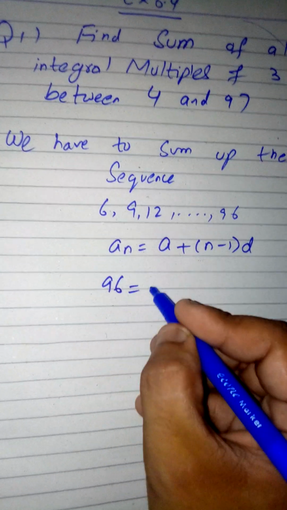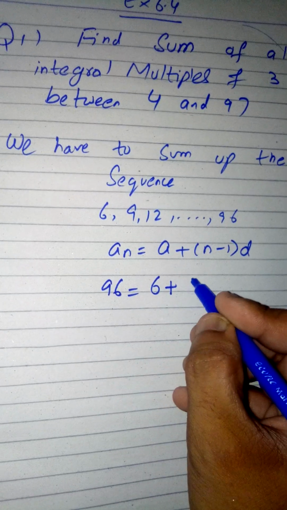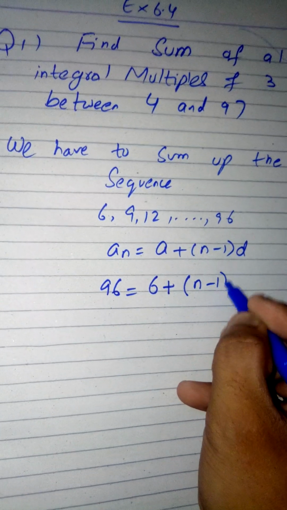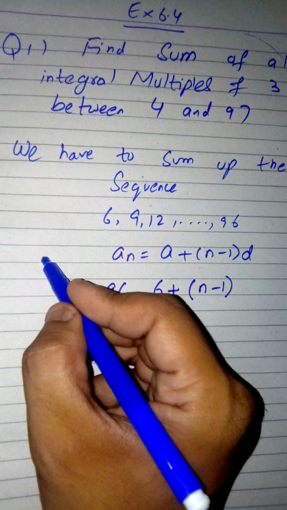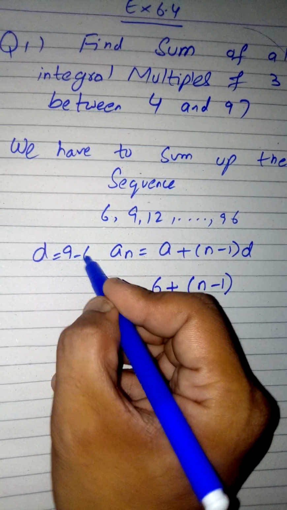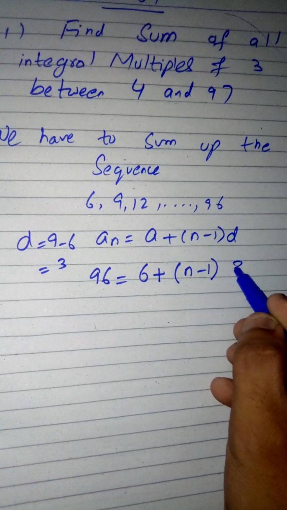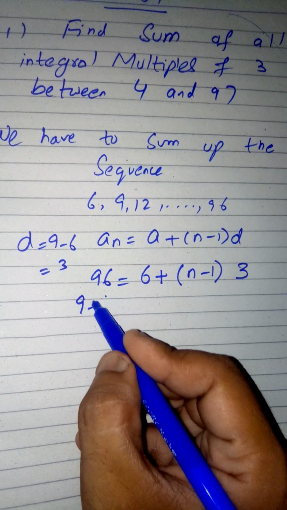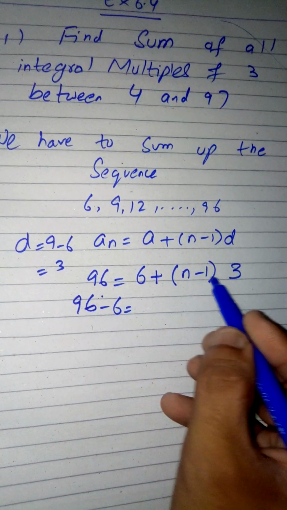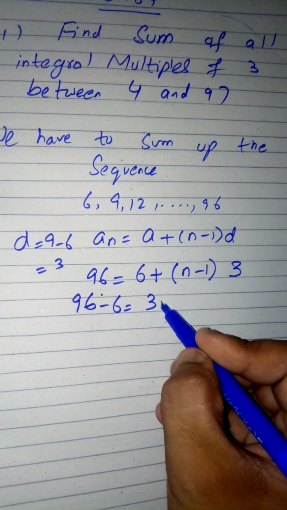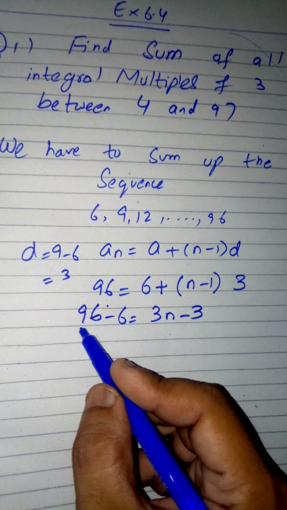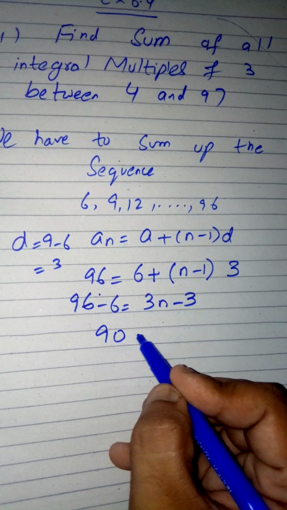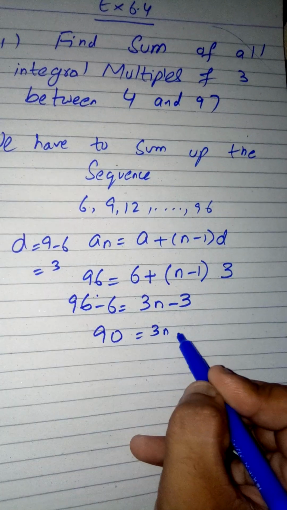3n minus 3 ones are 3. 96 minus 6, 90 equals 3n minus 3. 3 is subtracted on the right hand side; when it goes to the left hand side, it must be positive. 93 equals 3n. 3 is multiplied; when it goes to the left hand side, it must be divided. The value of n is 31, as 3 3s are 9, 3 1s are 3.